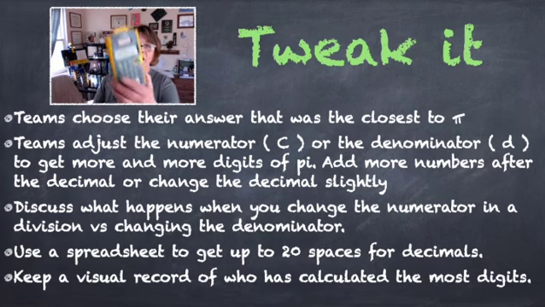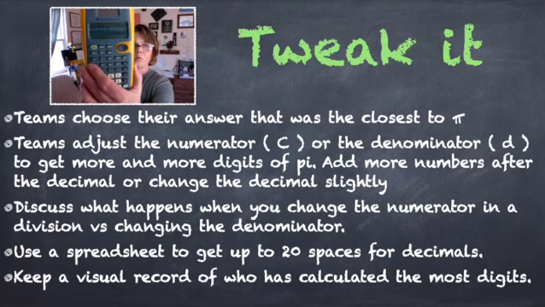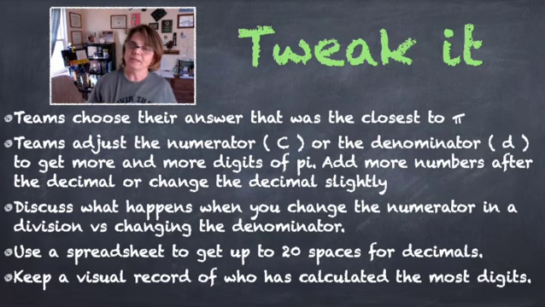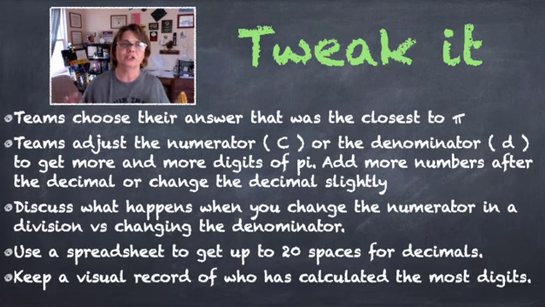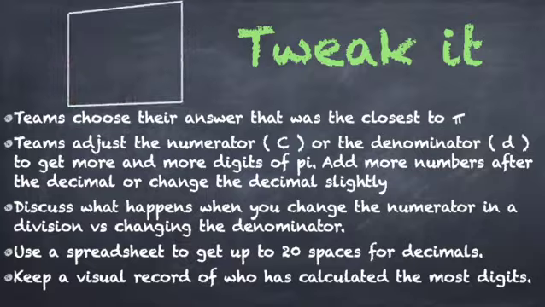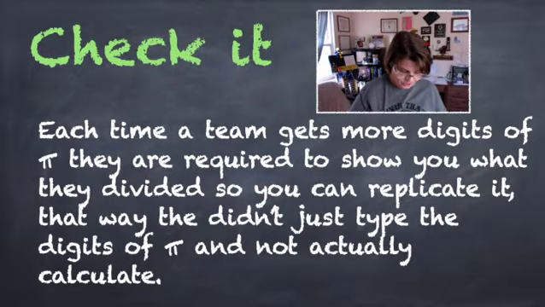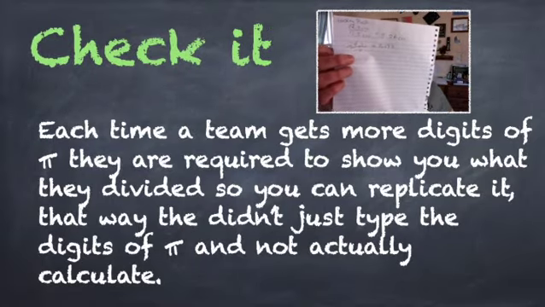This calculator will actually go to, I believe, 12 decimal places. Some only go to 10. But if you only go to 10, then see if somebody can actually tweak it to get 10 digits of pi. This makes for great discussion about division and fractions and the numerator and the denominator. You can also use a spreadsheet to do the division. Depending on the spreadsheet, sometimes it'll go to 20 digits and maybe more.